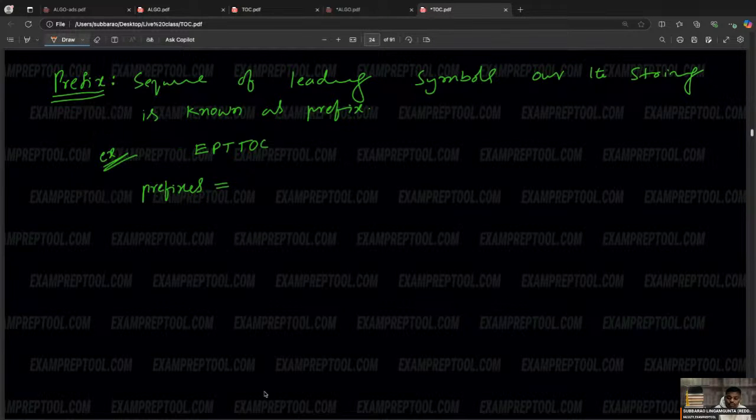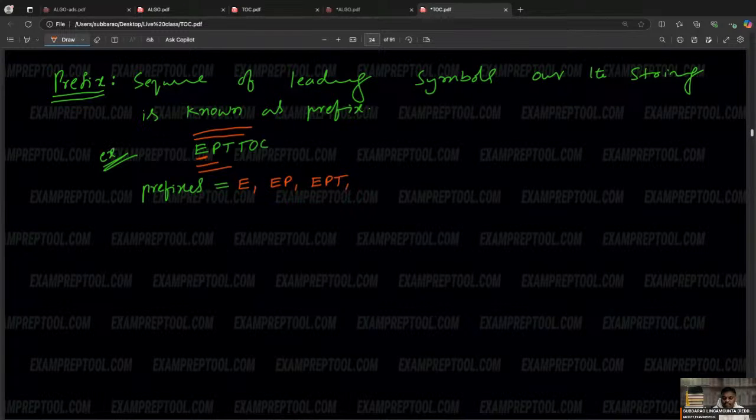When you want to write a prefix, you always have to start from the starting. You cannot take randomly from anywhere. Sequence of leading symbols. You can take one prefix as E, one more prefix as EP, one more as EPT. You can always start from the starting.